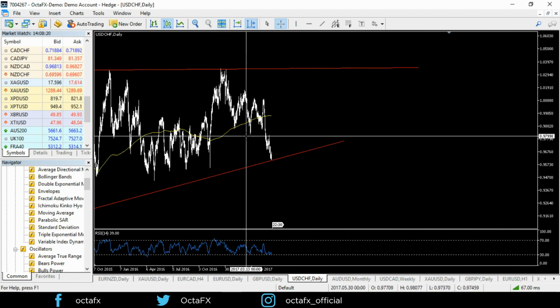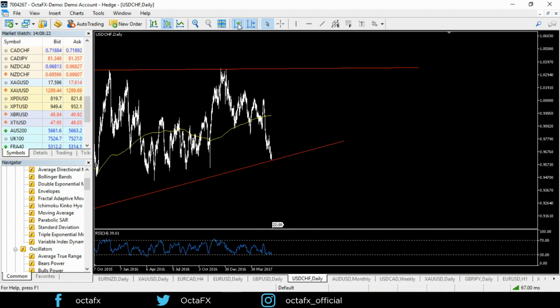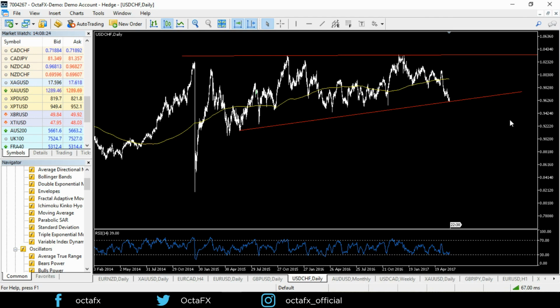Zoom out a little bit and take a look at what's going on here. We can see there's a nice trend line to the downside and a nice horizontal resistance level to the upside also.